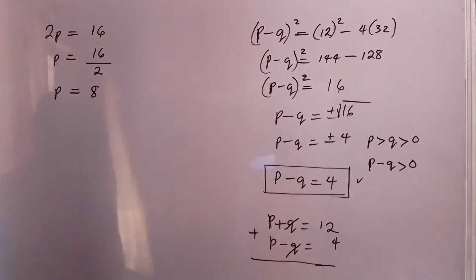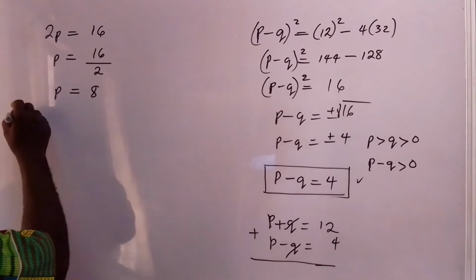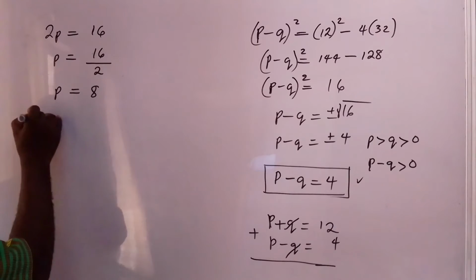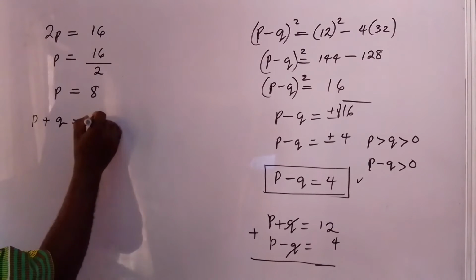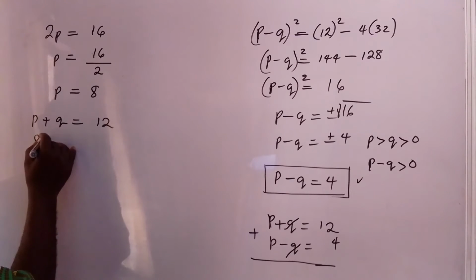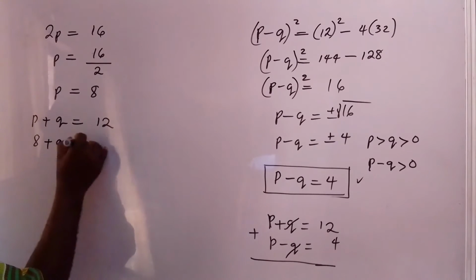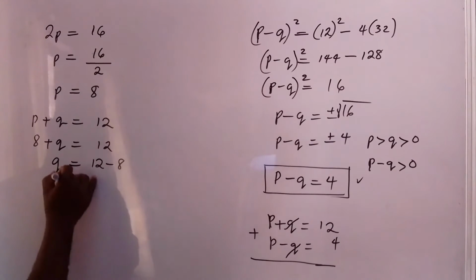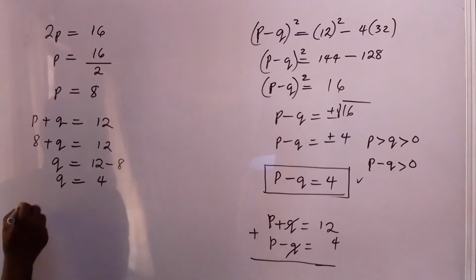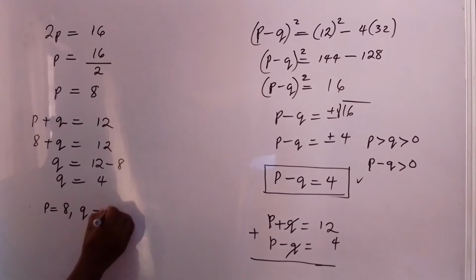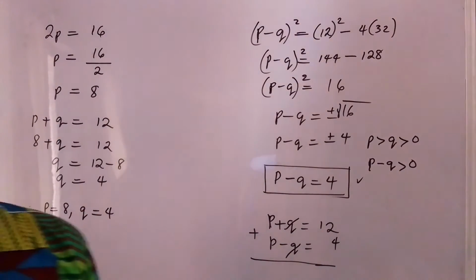So if p is equal to 8, we can easily find the value of q. We know that p plus q equal to 12, and if p is 8, we have 8 plus q equal to 12, and then q will give us 12 minus 8, so q equal to 4. So we have p as 8 and q as 4. Okay, p is 8, q is 4.